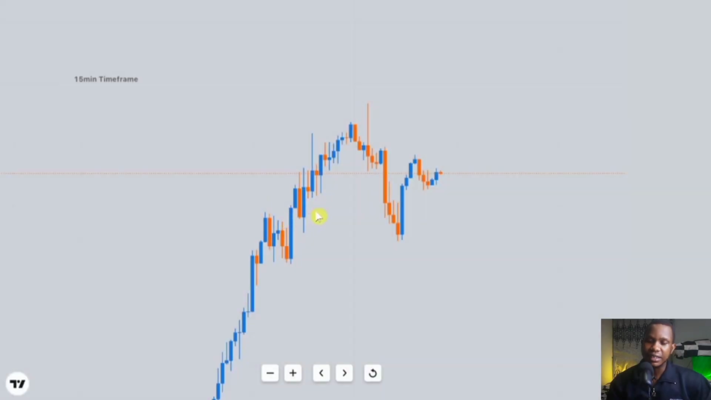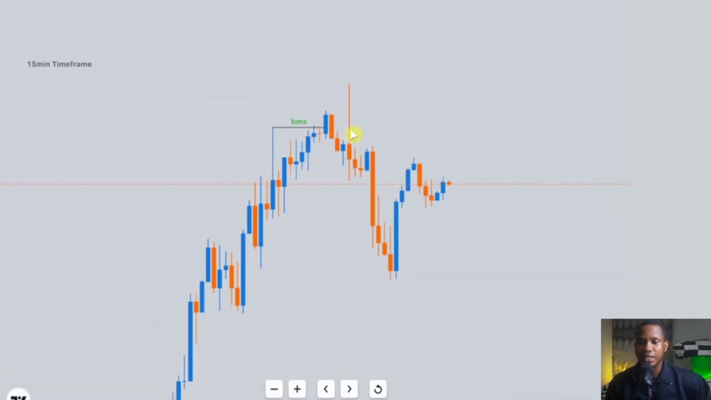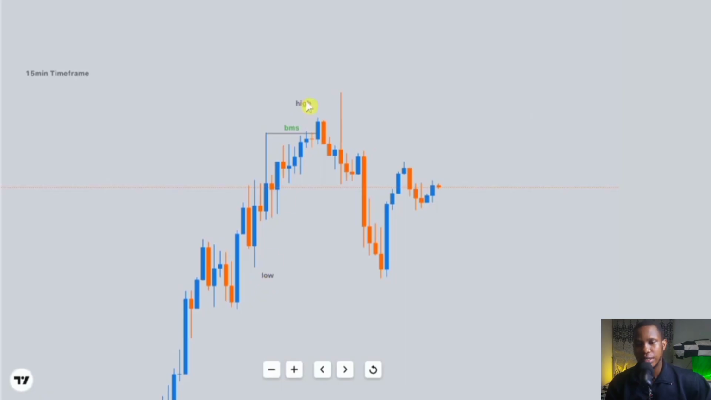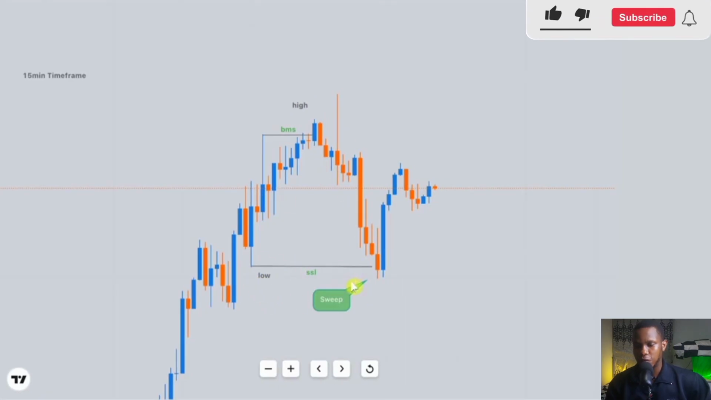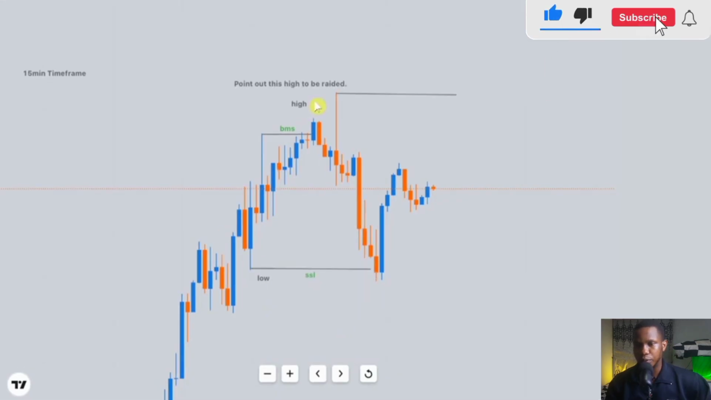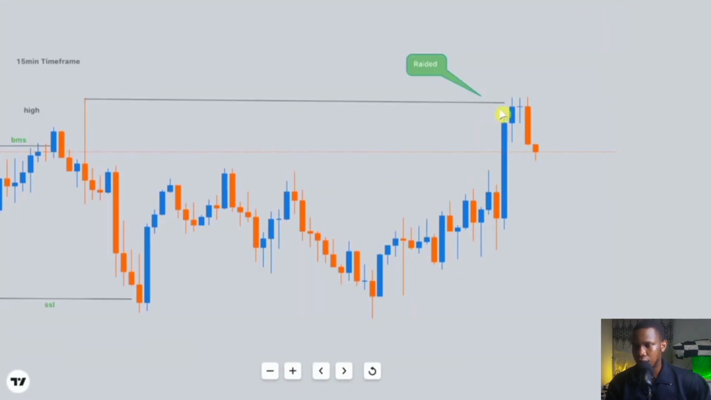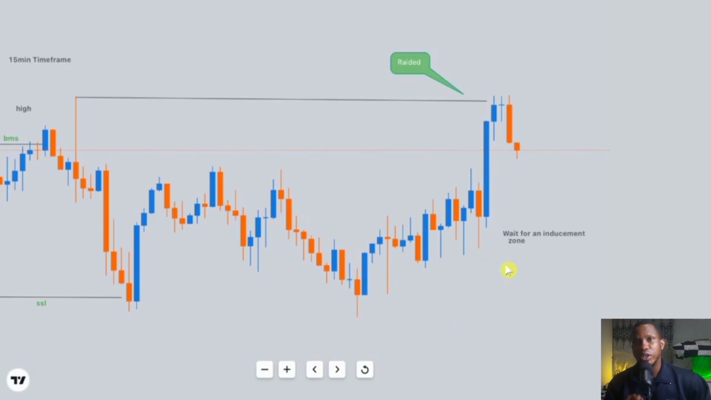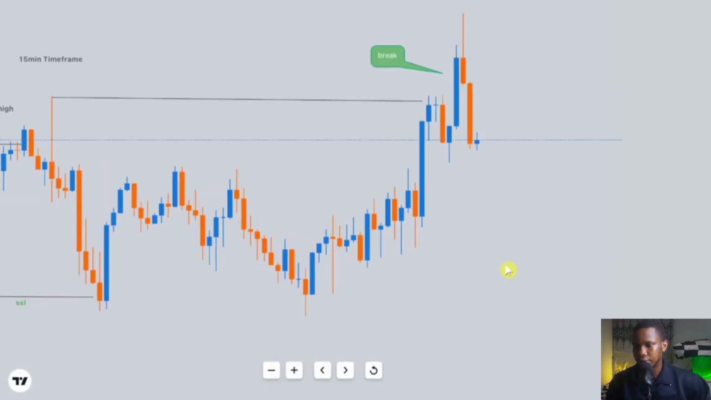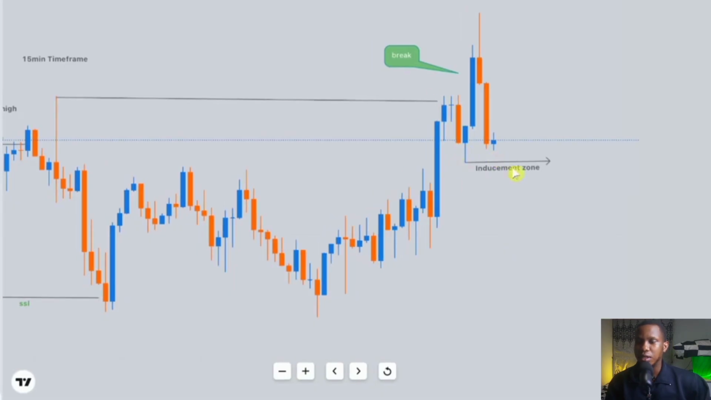Let's take another example. This is Euro-USD, guys, the 15-minute time frame. So we can see a break of market structure right here, our low and our high. And can you see price action came and cleared this low? So we have a sweep of this sell side liquidity. We point out this high to be raided. Okay, can you see we raided this high? We wait for our inducement zone, guys. Can you see we made this pullback that broke this level, and here can be our inducement zone.